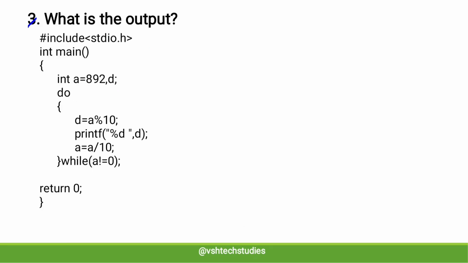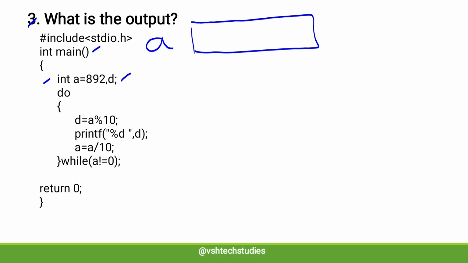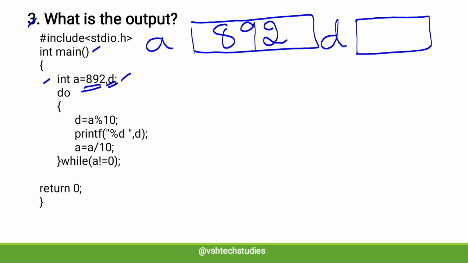Next we'll solve the third question. In the main function, first we have a declaration statement. So int means integer type. A memory location is taken in which we can store integer data. That memory location is initialized with 892, which means 892 is stored in that memory. Next, another memory location is reserved by the name D.